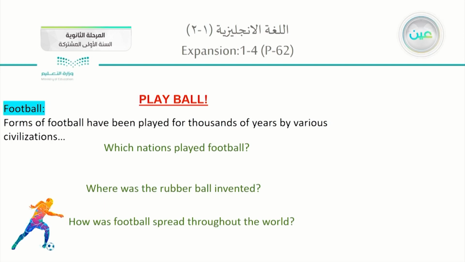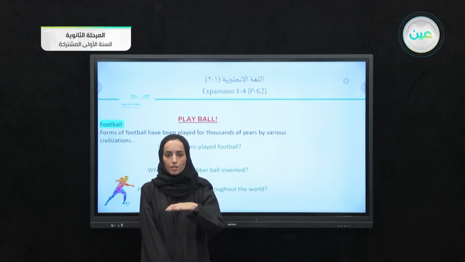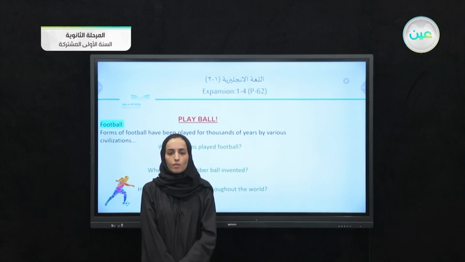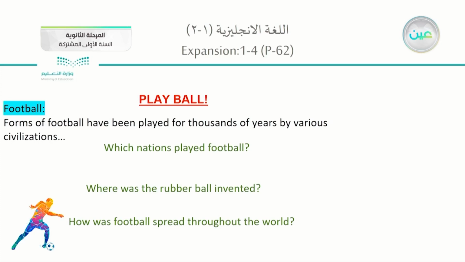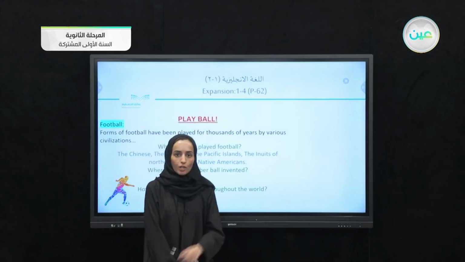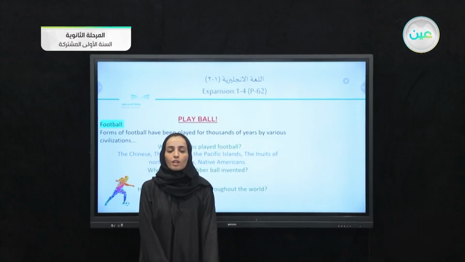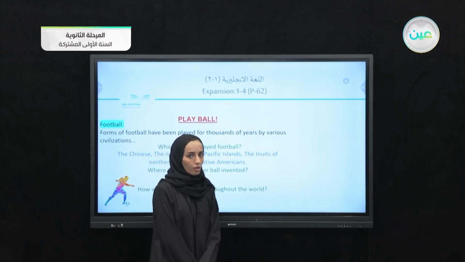Okay. So which nations played football? When we're speaking about nations, we're not speaking about people living nowadays. We're speaking about older people. With the Romans, we're having the Chinese older people and those. So here we're speaking which nations? Speaking about the Chinese, the natives of the Pacific Islands, and also the Inuits of northern Canada and the Native Americans. So these are the people, and you can refer to the first paragraph where you can find information about which ones did what in the history of football.